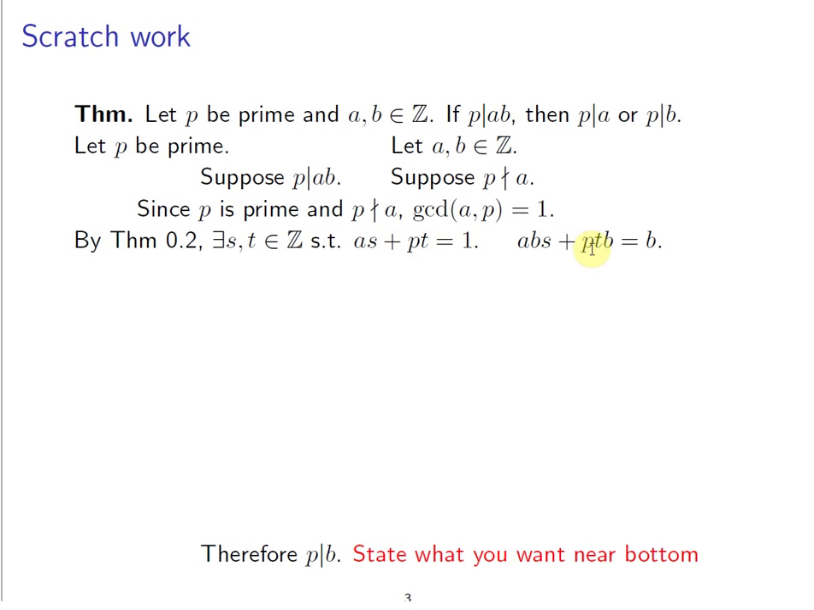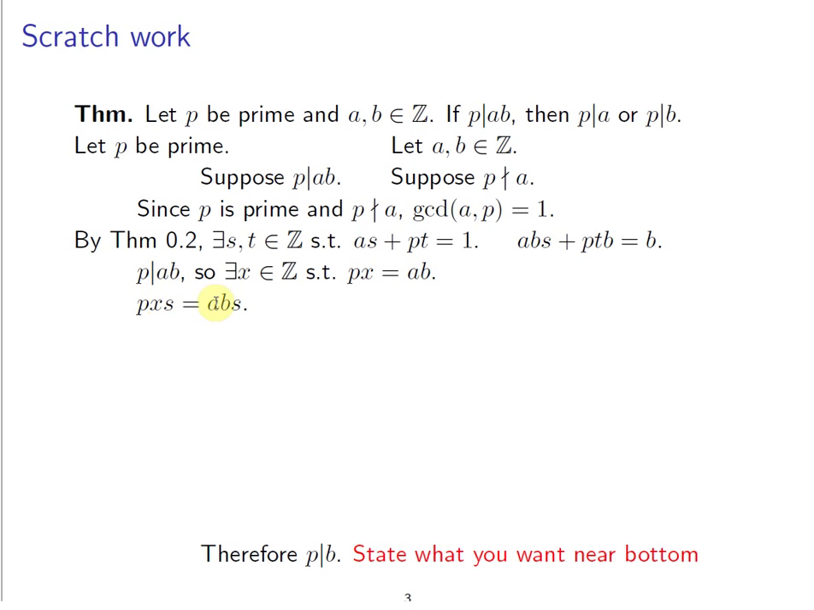We can multiply both sides by B, and I distributed on the left. Now we haven't actually used the fact that P divides AB yet. We just sort of stated that it does, but since P divides AB, there is an integer x such that Px is equal to AB. It's just what the definition of division is, right?